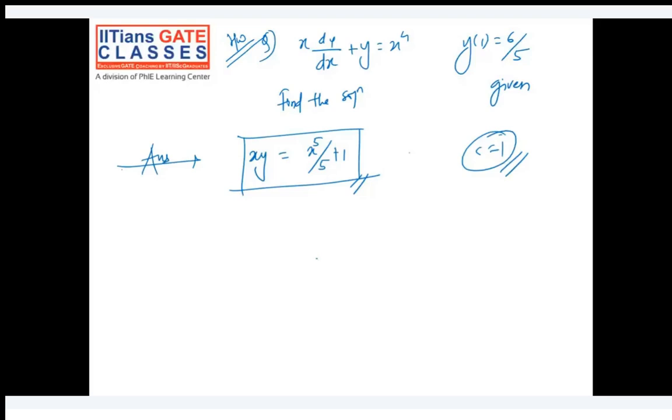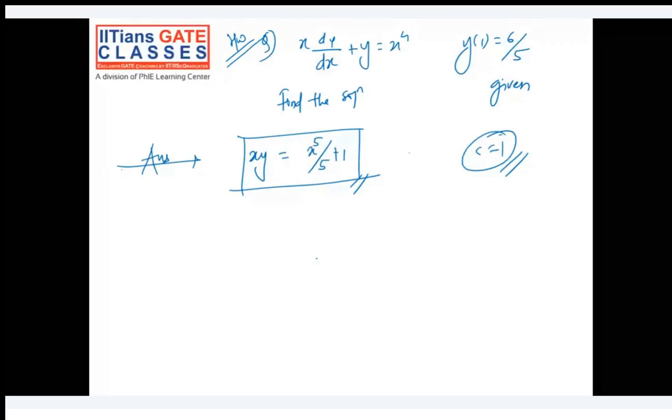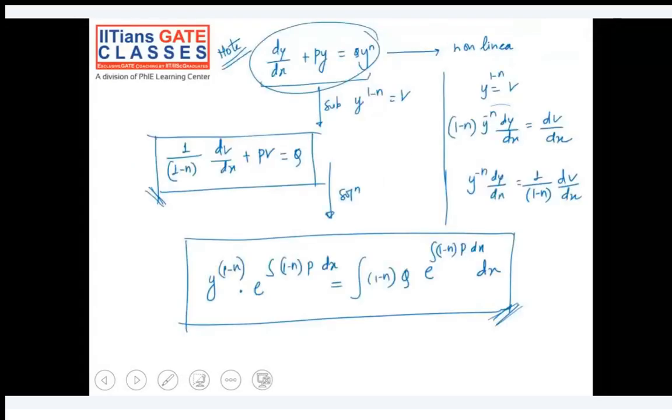What happens if we have a non-linear differential equation? Look at this new slide. dy by dx plus p of y is equal to q into y raised to the power n. Here we have a higher power of y. The term is not of degree 1, it's a higher power, so it's not a linear equation anymore. It's a non-linear equation.